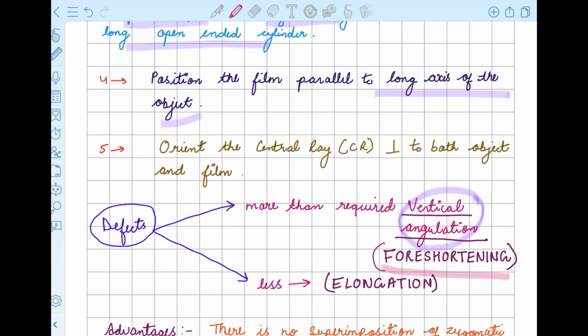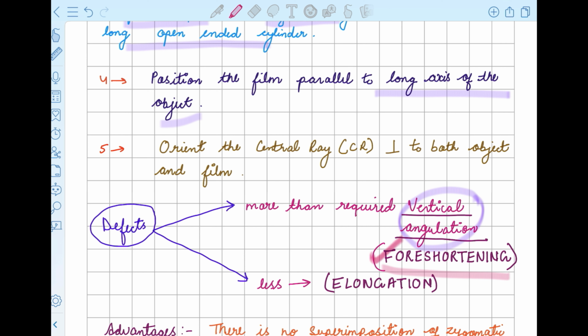Suppose you are standing at the top of a building and you are asked to see an object moving on the road, on the ground floor. Obviously that object will appear very small to you. You won't be able to see a larger picture or the exact side picture because you are standing on top of the building. Having said that, if you give too much vertical angulation, it is the same as I explained: standing on top of the building, the object on the ground appears smaller. In the same way foreshortening happens here.